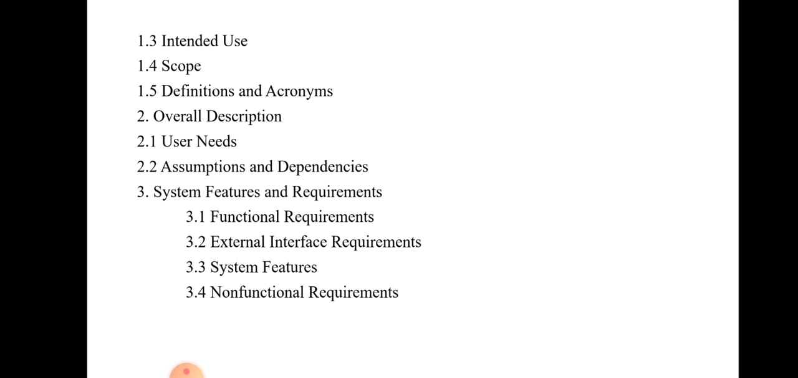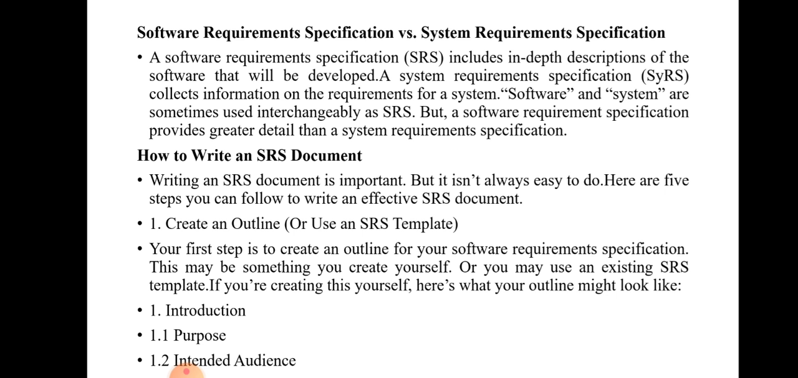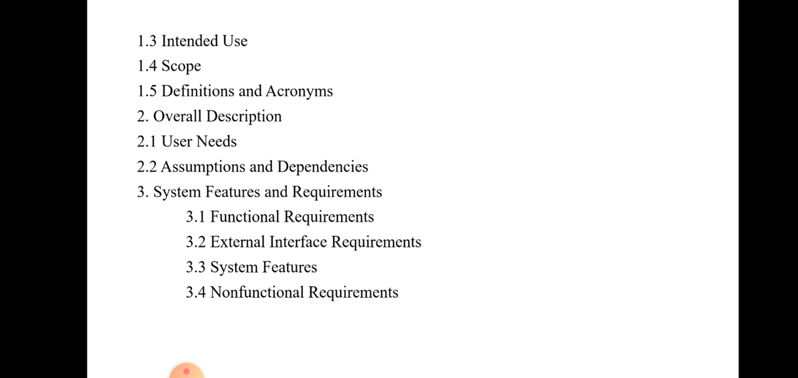After that, specify the user needs and user requirements, followed by the assumptions and dependencies. And finally, we specify the requirements part, which is the most important part. First, we specify functional requirements. After that, we specify external interface requirements, then system requirements, and finally non-functional requirements. So this is the software requirement specification document template.